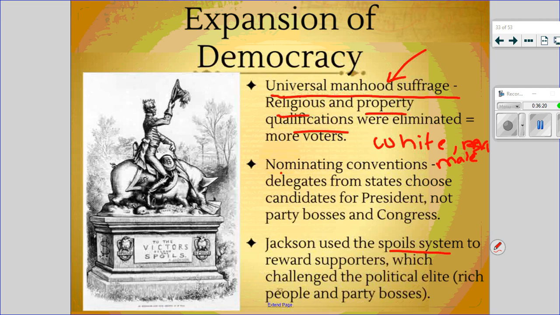We're also going to see nominating conventions. This is where delegates from the states are going to choose the candidates for president. That's like we do today instead of the party bosses. So it used to be Congress would just choose the presidential candidates. They'd say, okay, America, here's your candidate for president. Now delegates from the states are going to get more say as to who the candidates for president are.